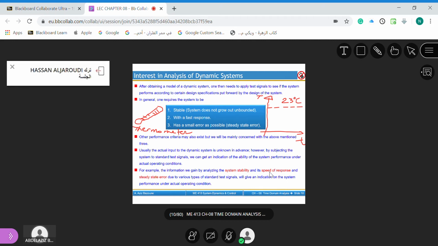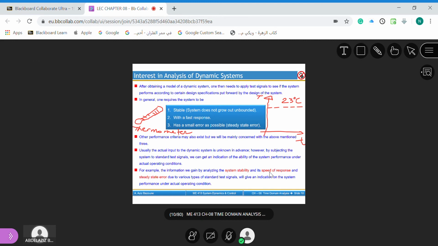When you design your thermometer, and you bring it to the room and see if it is measuring the temperature right or wrong, normally your measurement will do something like this. It starts from 0, and then it goes like this, and then it will be somewhere like 23 or like 22.8 or 22.7. So here we see that the error is small. This is what we want.